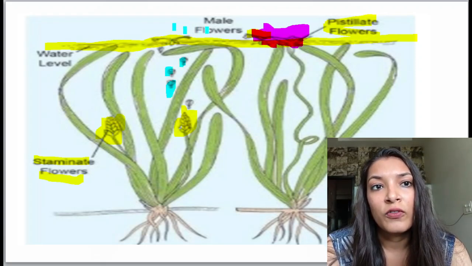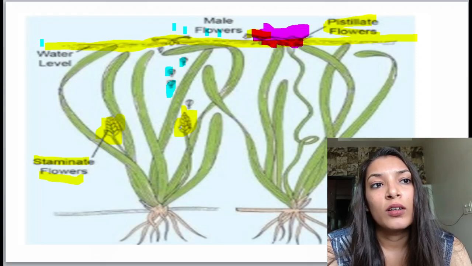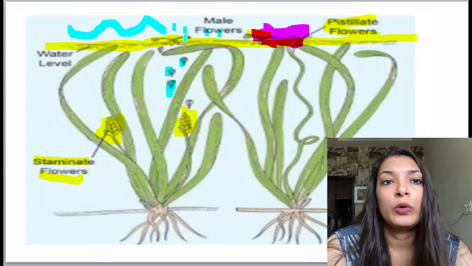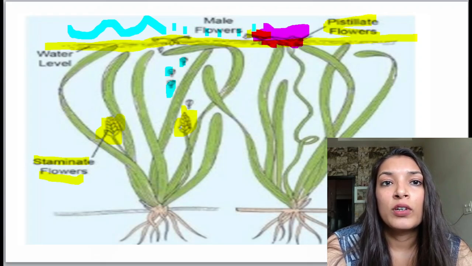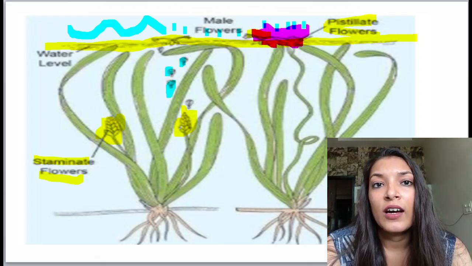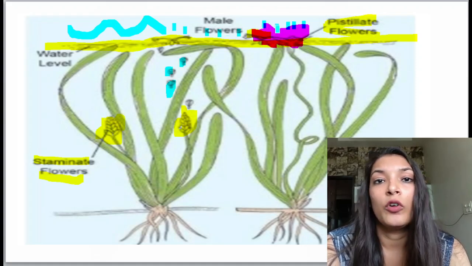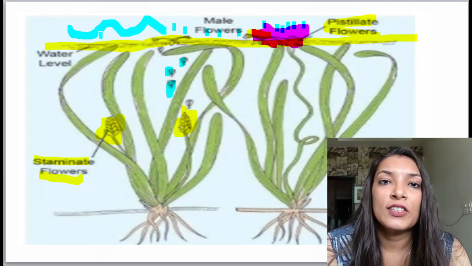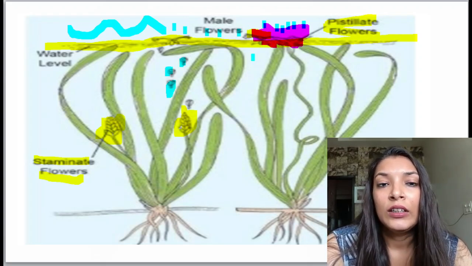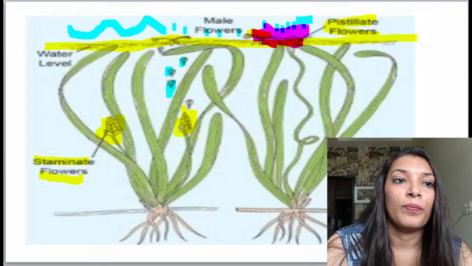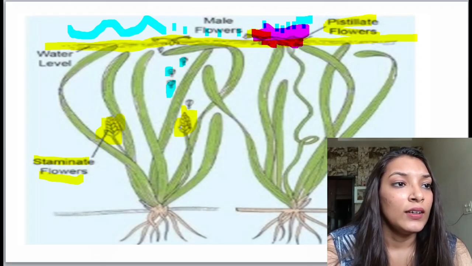When the water current comes, the wave of water comes like this, and these pollen grains which have landed on the surface of the water will move towards the female flower. The female flower has the pistil. So these pollen grains come in contact with the pistil, and fertilization happens. Fertilization is basically the meeting of the male and female gametes and their fusion. We'll take it up in detail in the next video.